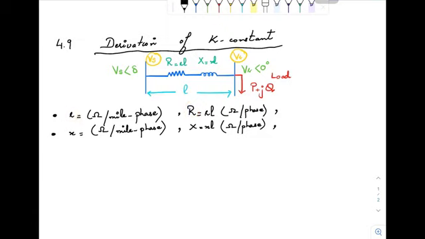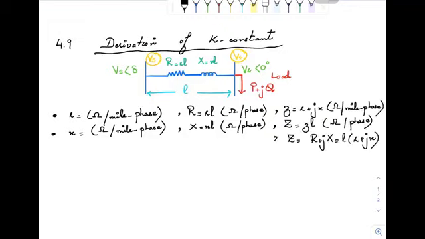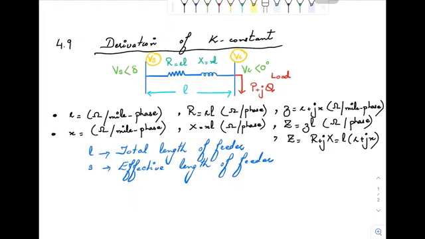The impedance per unit length can be written as... So this is the overall impedance of this feeder. L is the total length of the feeder, whereas S is the effective length of the feeder.